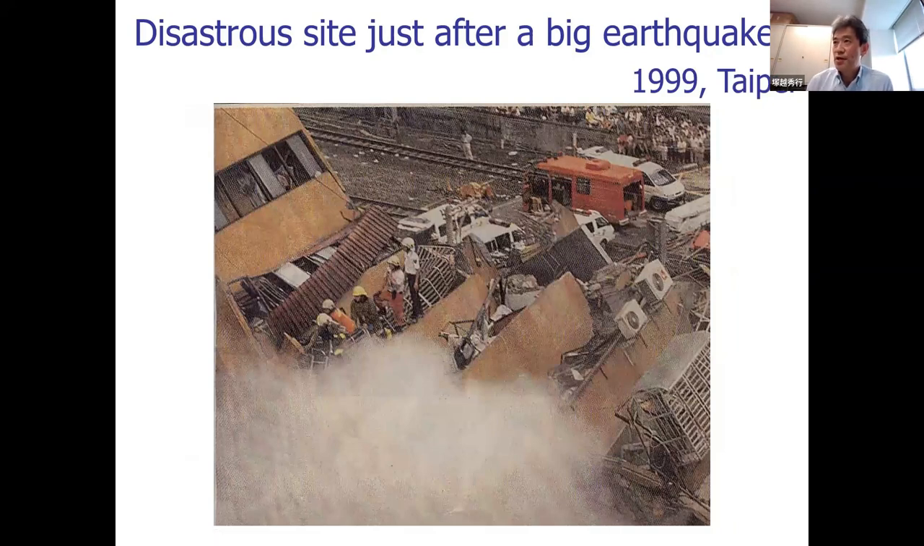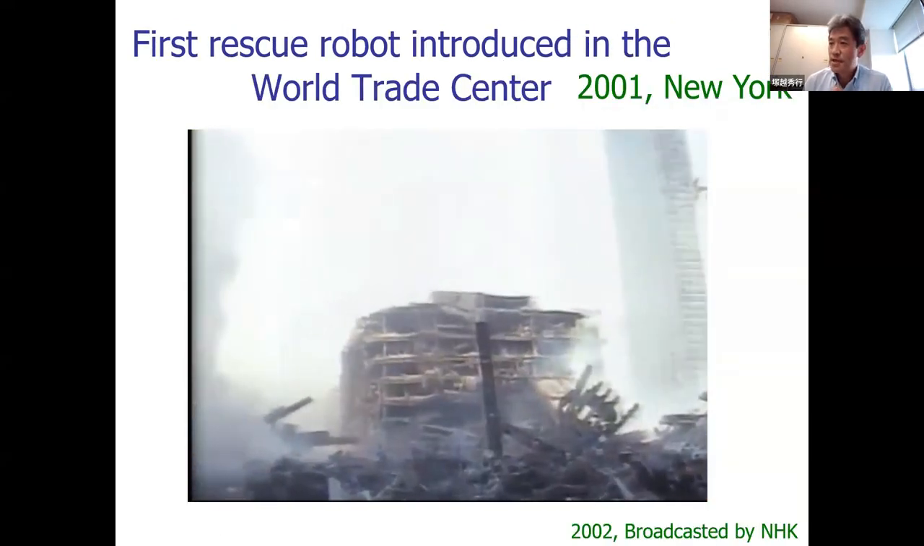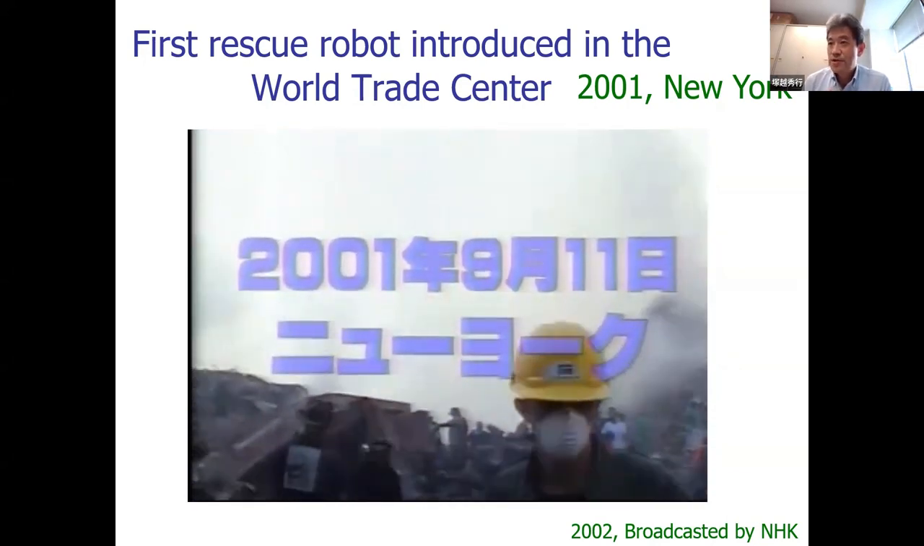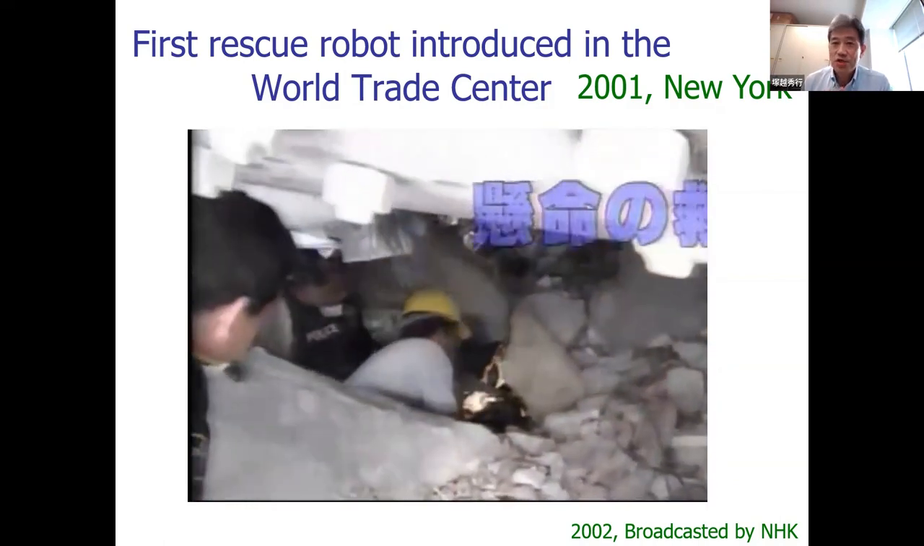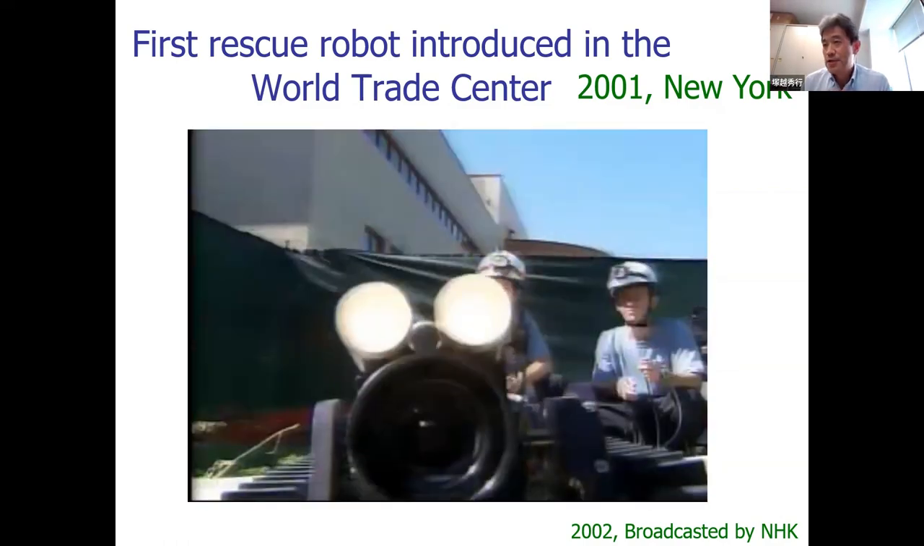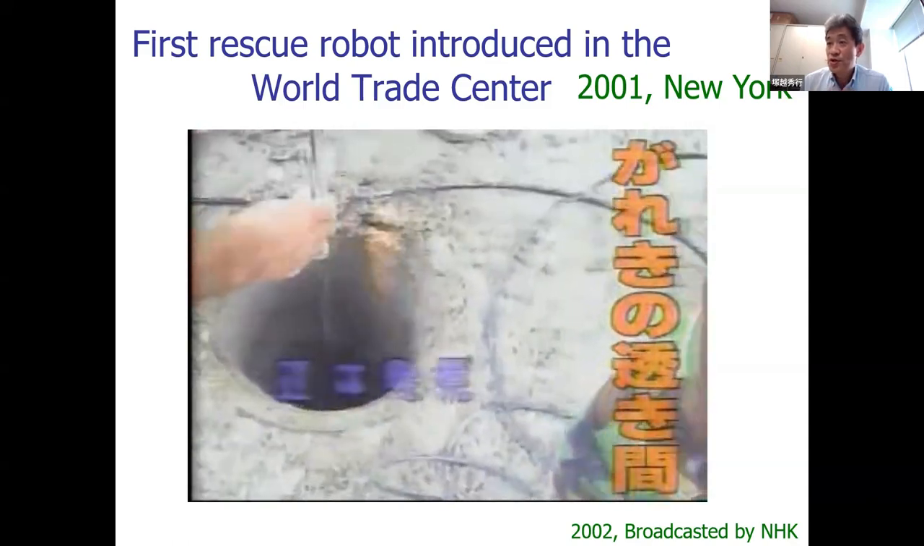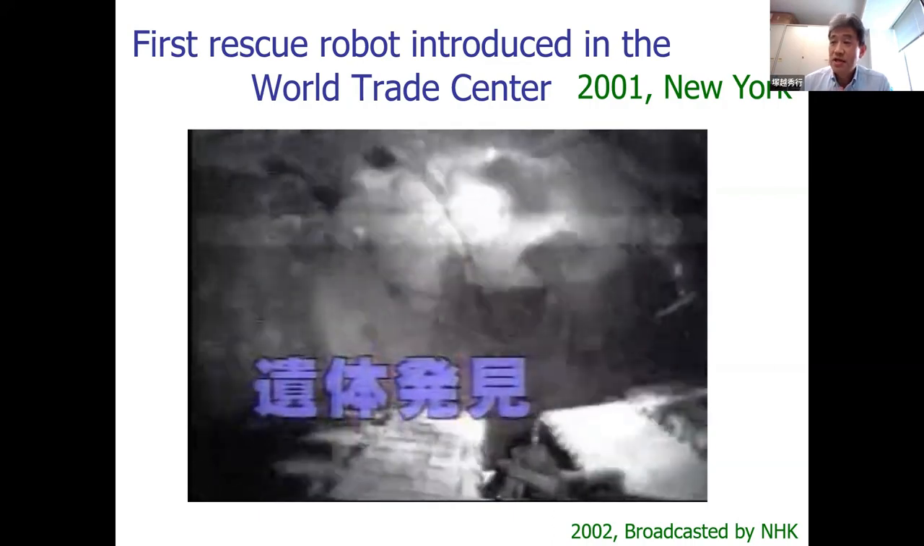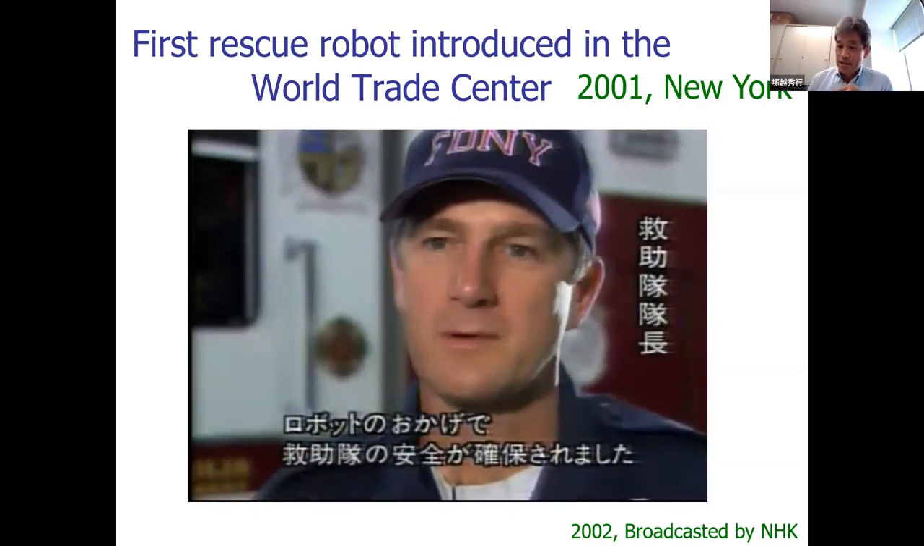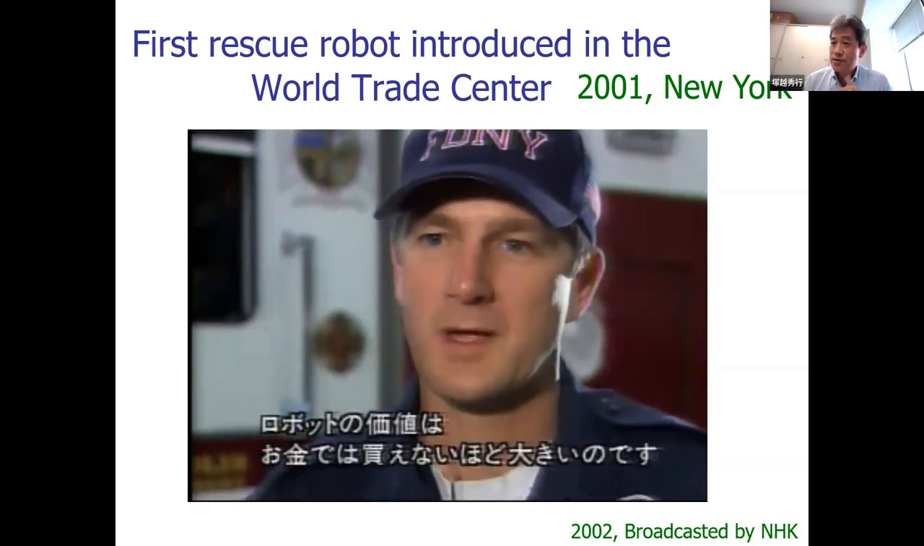This picture shows the earthquake that hit the Taipei area. In 1999, it occurred. And you can see similar situations. The rescue party stayed outside of the buildings due to the aftershocks. And in 2001, the terrorists hit New York. And at that time, the first rescue robots were introduced at the disaster site. This is a prototype robot, which was inserted through the drain. And many dead bodies were discovered. But unfortunately, they couldn't find any living victims.